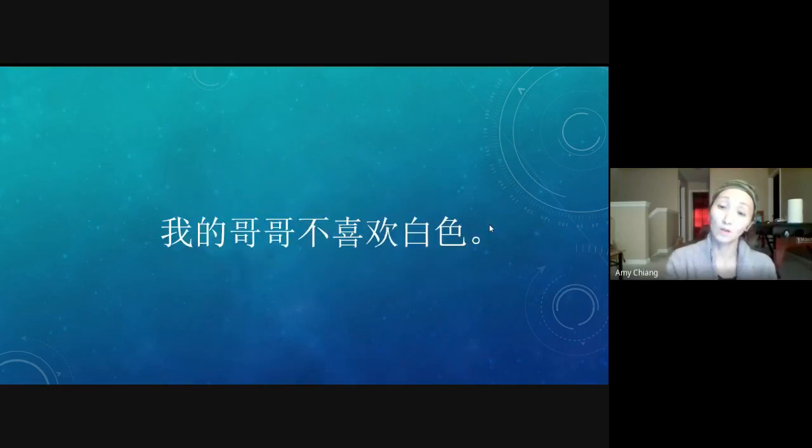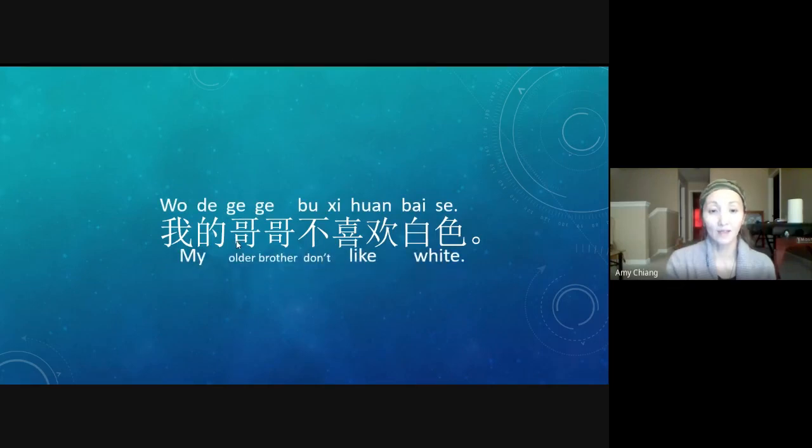Next one. Oh, this is another person. Do you remember what this family member is? Remember we talked about it. It's a bunk bed with one pillow on each level. Yes. 我的哥哥不喜欢白色. What does that mean? Yes. 我的 means my. 哥哥 means older brother. 不喜欢 means don't like. 白色 is white. Okay.